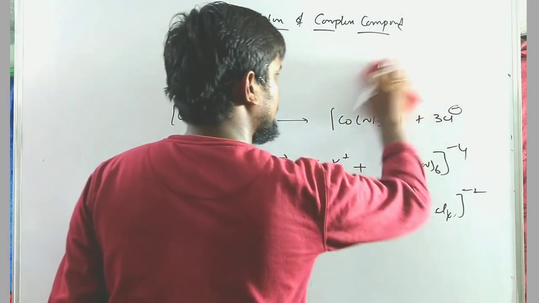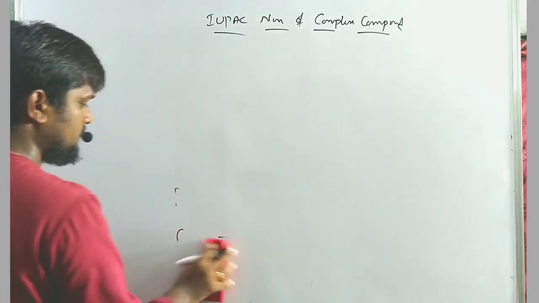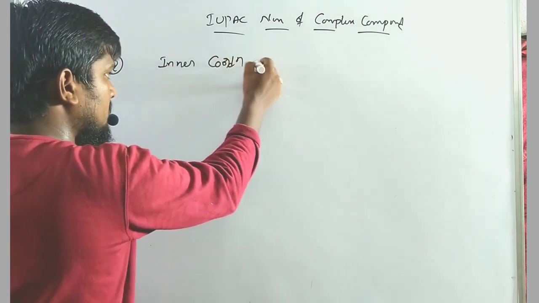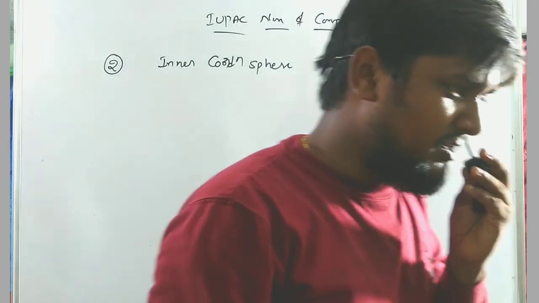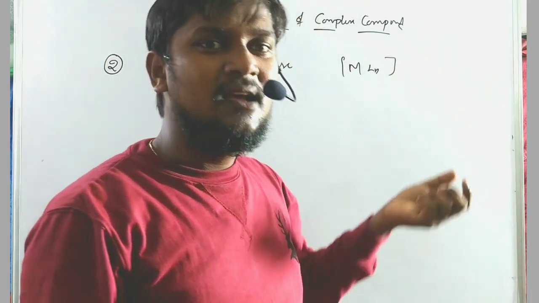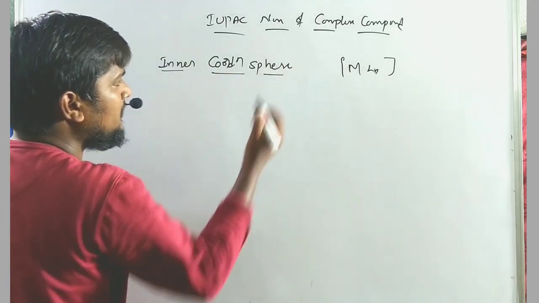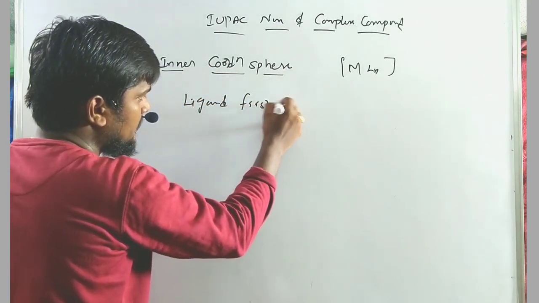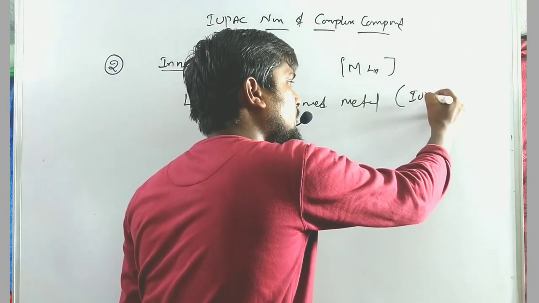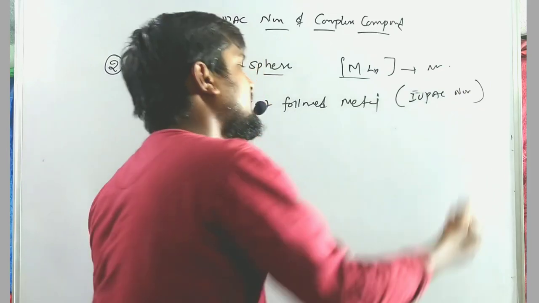Now the second rule, in the case of the inner coordination sphere. In general representation, a complex is written with the metal first followed by the ligand. But in IUPAC nomenclature, in the inner coordination sphere, ligand first followed by metal. So listen carefully: in representation, metal first, ligand next, but in IUPAC nomenclature, ligand first followed by the metal.